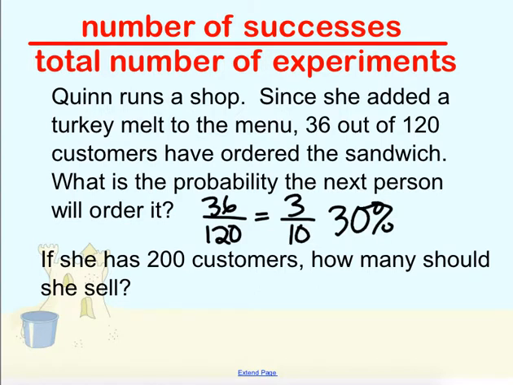If she has 200 customers, how many should she sell? In essence, we would say, well, if we are getting 30% of people to buy this sandwich, and we have 200 people, 30% of those 200 people is 60 people. We would assume that she would sell about 60 of these sandwiches to 200 people. So she needs enough supplies for all of that.